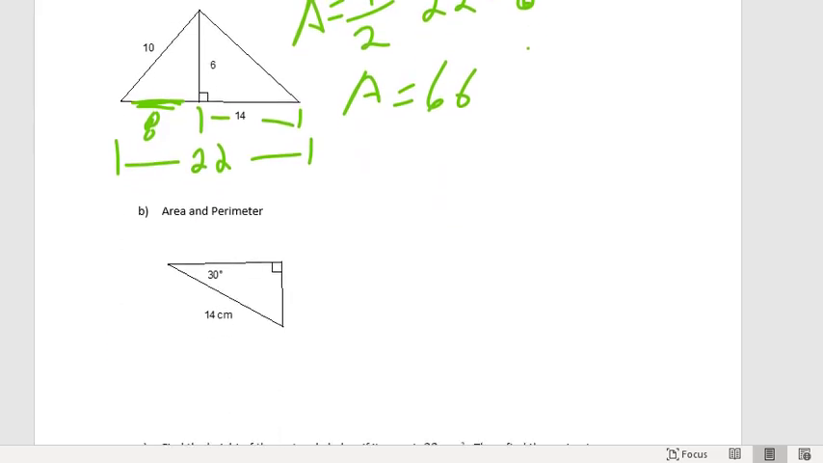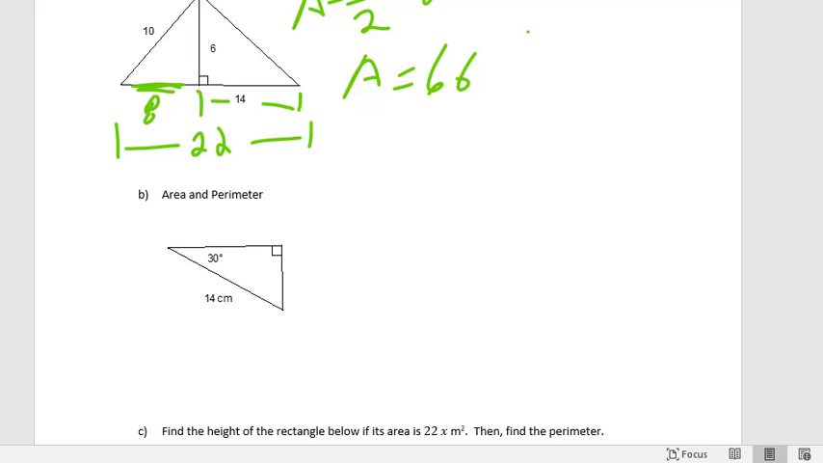Okay, next one, area and perimeter. So we know that we have a 30-degree angle, and we know that this side is 14, the hypotenuse, so this has to be x, this is 2x, and this is x times the square root of 3. So if 2x is 14, x equals 7, so this side's 7, and then this is 7 square roots of 3.